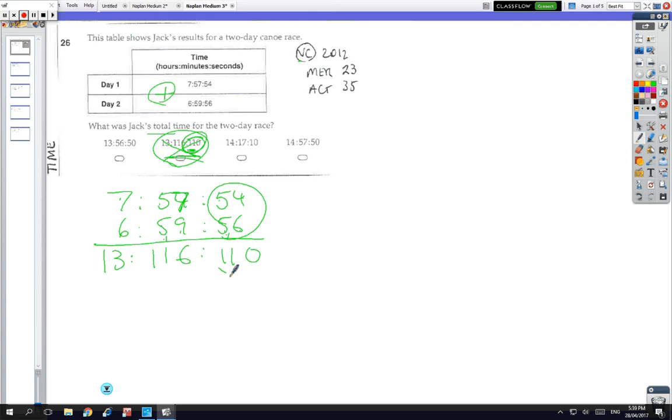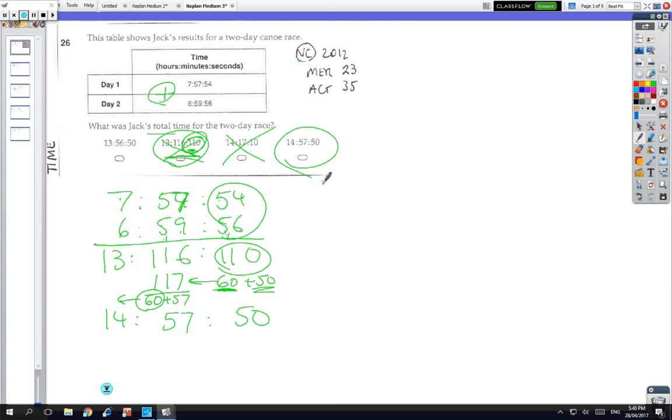So this number here is 60 plus 50. That means we've got 50 seconds left over, which means that answer is now dead. And then that's 1 minute, which comes across and becomes 117 minutes. Now 117 minutes is 60 minutes plus 57. So that means I've got 57 minutes, and then the 1 hour comes across. So I've got 14, 57, 50. So that's the right answer there. Okay? Come across when you're ready.